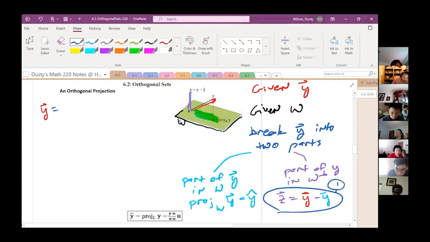Ooh, I lost a hat. Sorry about that. That's a y hat, the blue y hat. So it's equal to blue y hat plus purple z. So y is made up of the part that's in the subspace plus the part that's perpendicular to the subspace.